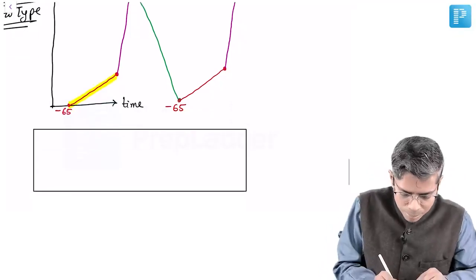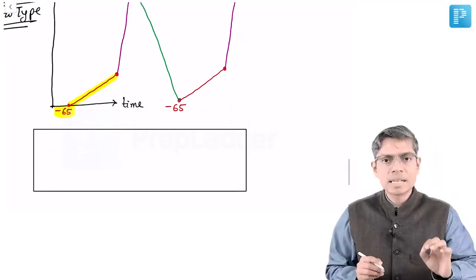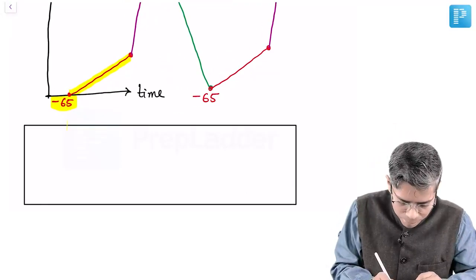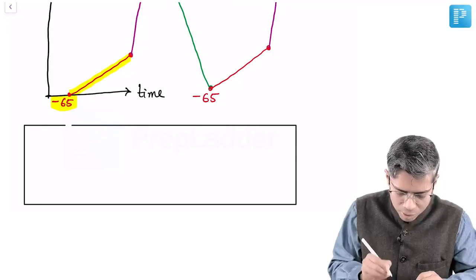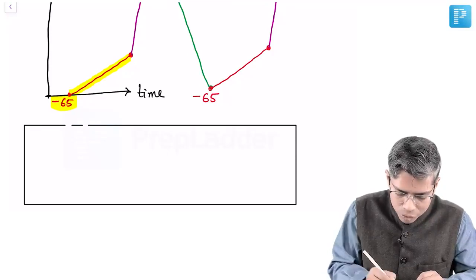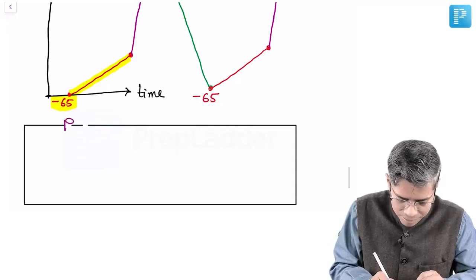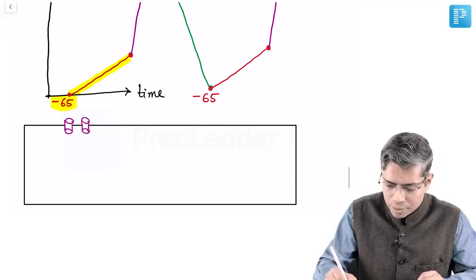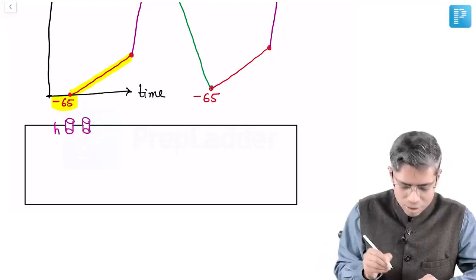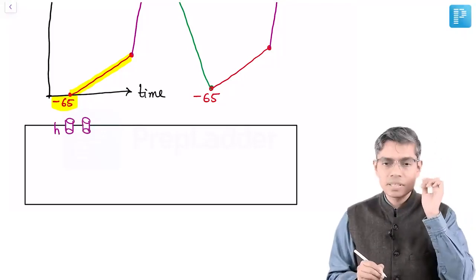So whenever the membrane voltage is dropping to minus 65 millivolt, there will be opening of a very peculiar channel on nodal tissue, and this channel is a sodium channel. The name of this channel is H channel.